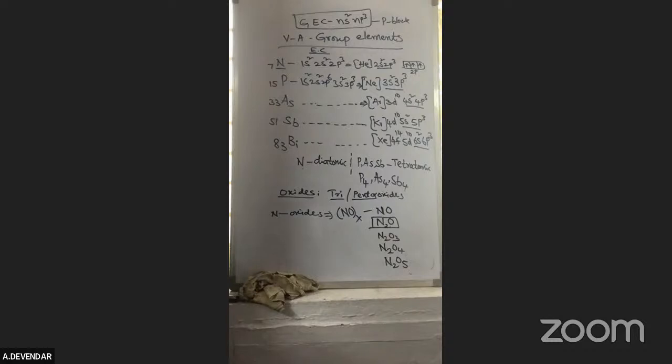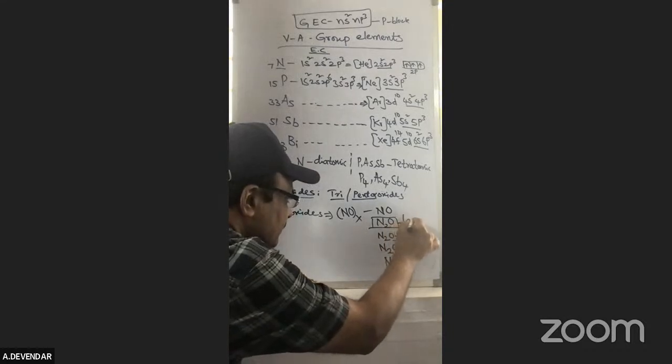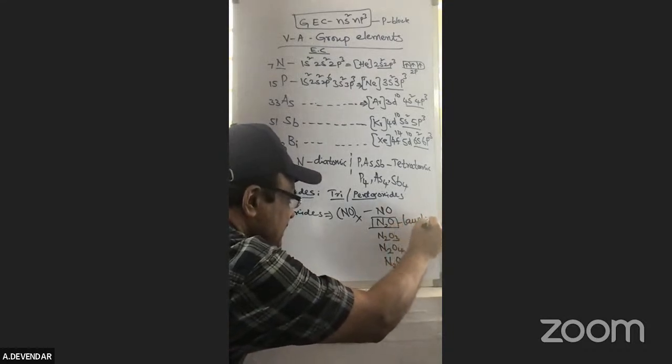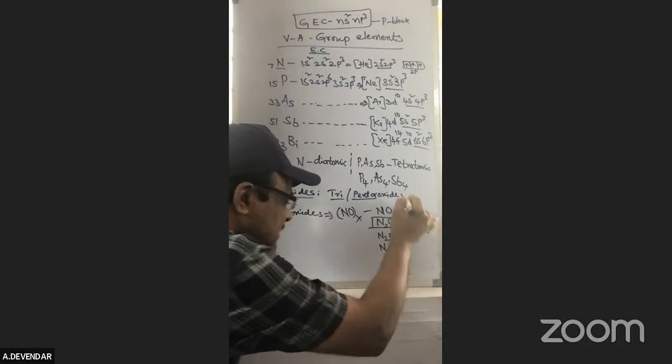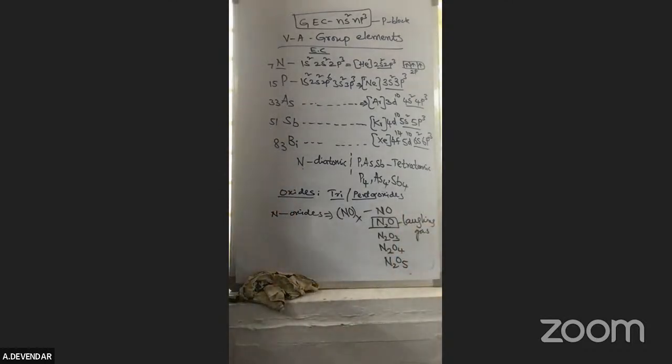The mentally retarded patients will laugh again and again because a larger amount of nitrous oxide is present in their body. That's the only reason we get the laughter. That's why N2O is called laughing gas. Please remember this, it may be asked in the examination. These are the oxides of nitrogen.